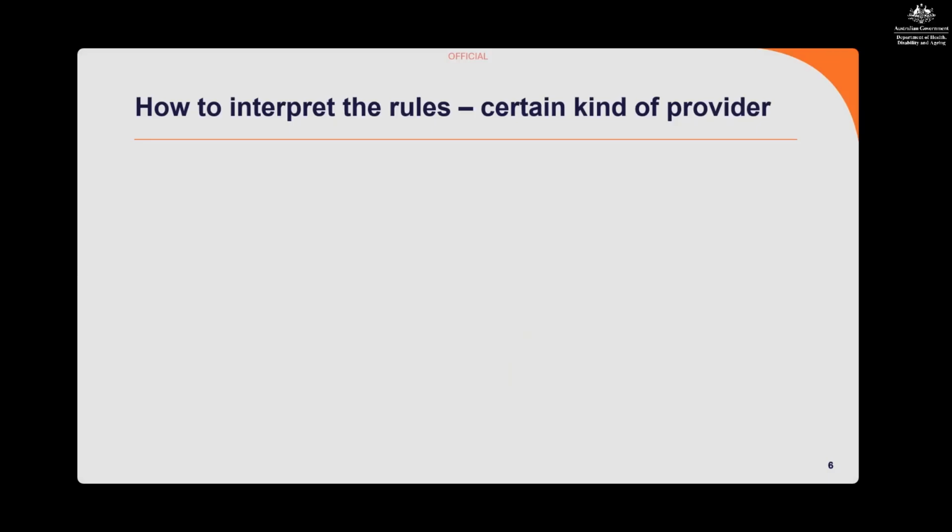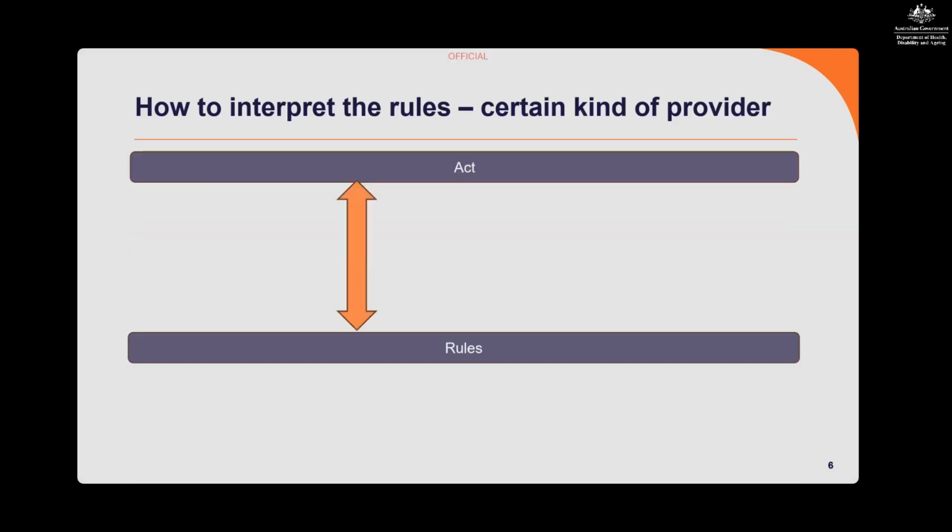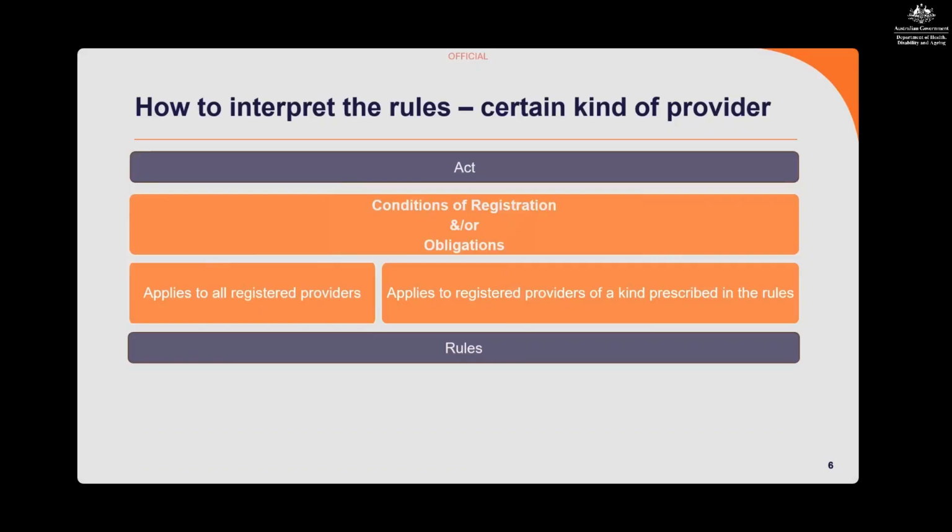We want to help you understand the rules and how they relate to your specific service provision and the work that you deliver. The rules will specify that the condition or obligation will only apply to providers in certain registration categories. However, the rules may also specify kinds or cohorts of providers, as I mentioned earlier, other than by registration category. For example, providers who are government entities. This is what is meant by providers of a kind, which you can see in the orange box.